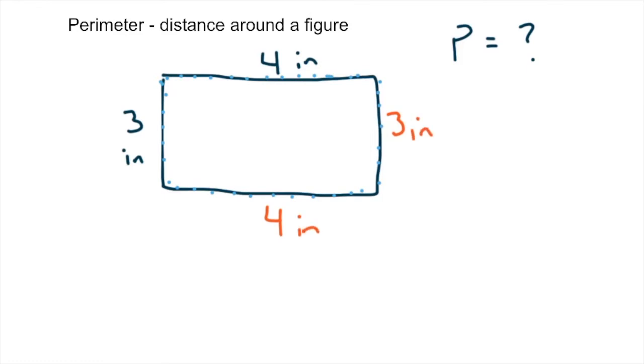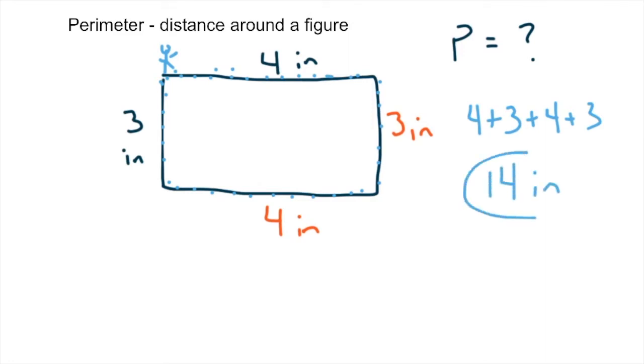And so if I need the perimeter of this, how far would I go if I walked all the way around this rectangle? Well, let's see. If I start up here and I start walking this direction, I'm going to go 4 plus 3 plus another 4 plus another 3, and that'll be 4 and 3 is 7, and 7 more. I've walked 14 inches. And so the perimeter of this rectangle would be 14 inches. And that's useful and that's good to know.